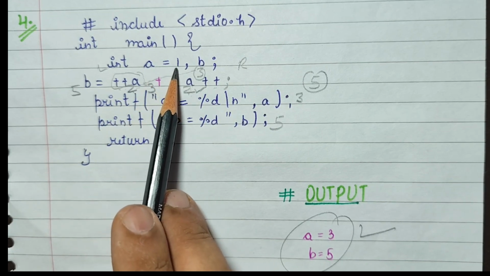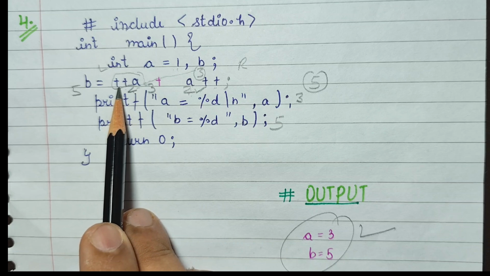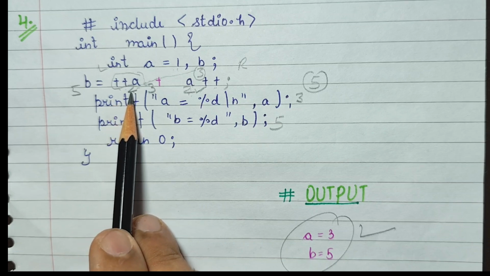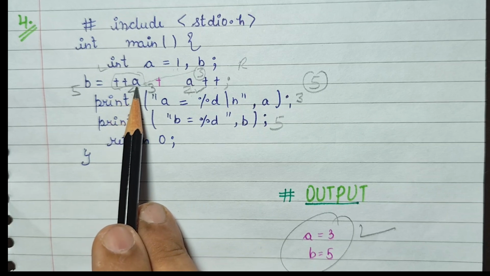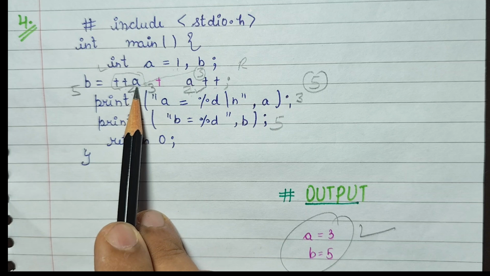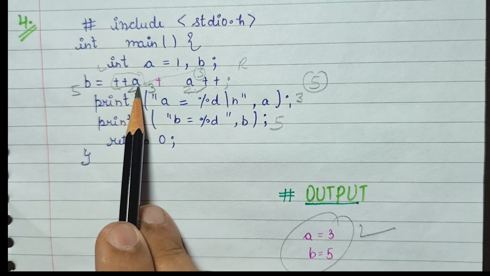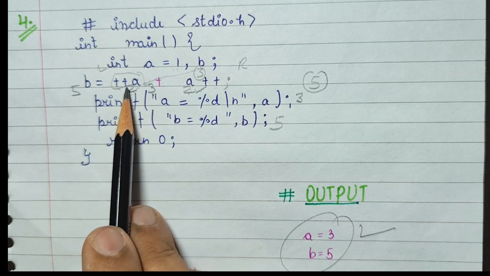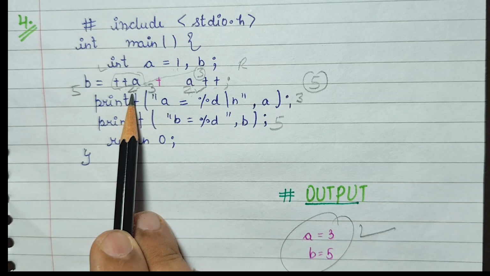I repeat, a has a value 1. This one is the pre-increment. So the pre-increment is evaluated. 1 becomes 2, but this 2 is not the final value because this one is the pre-increment. I told you in the starting of this session that if there is any pre-increment or simple variable, the final value is not assigned. This 2 is only a temporary value.